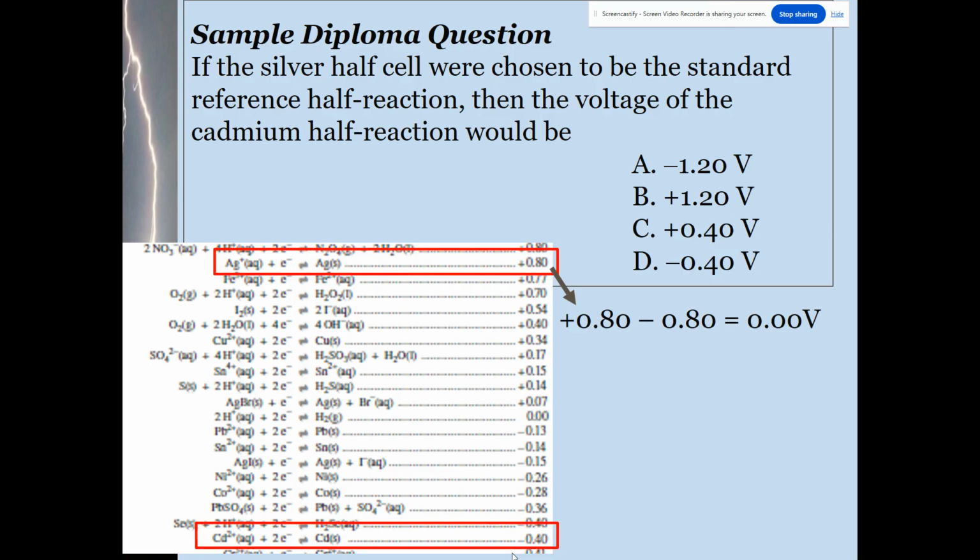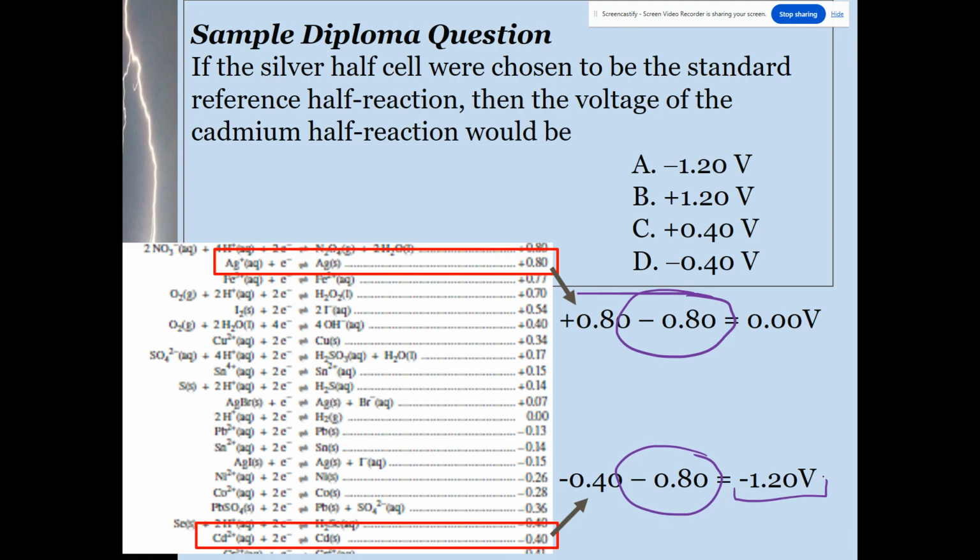I'm going to therefore look at my cadmium half reaction and apply the same change. So right now it's negative 0.40. I'm going to also subtract 0.80 from it. That's the change I have to make. Not only if I make silver the standard, it becomes 0, everything else shifts by the same value. So cadmium would become negative 1.20, and that would be the answer to that question. So if you're assigning something else as the standard, you're figuring out how to make it become 0, and then applying that same change to another half reaction.